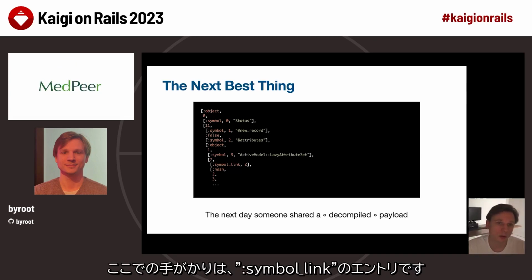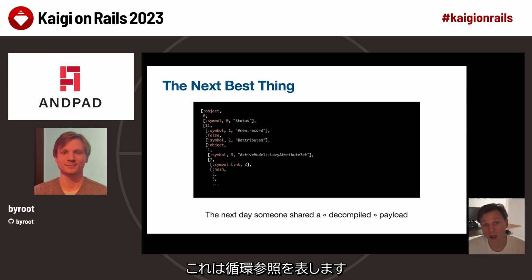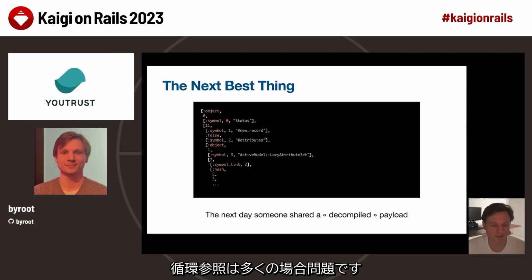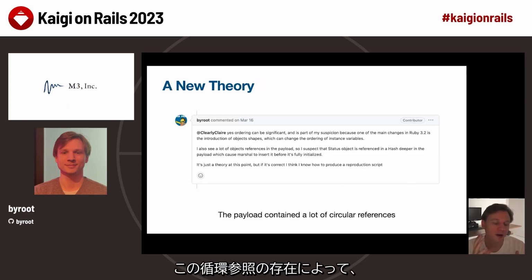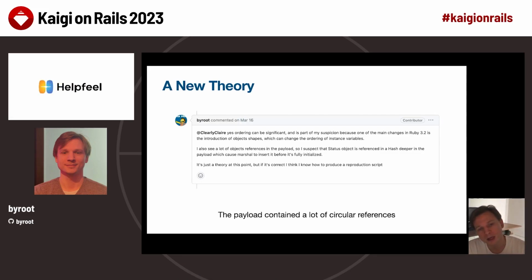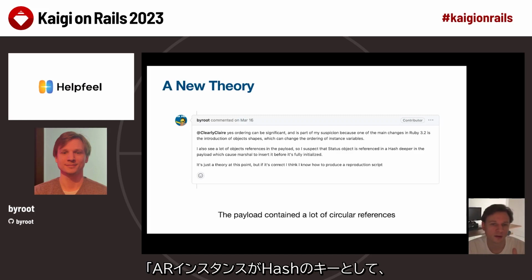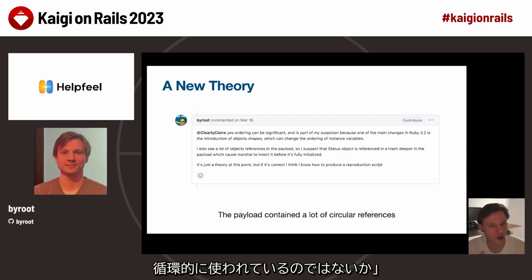One of the clues we can see here is that symbol link entry, which is a mark for a circular reference in the payload. And circular references are usually a source of problems. The presence of this circular reference allowed me to formulate a new theory. My new theory now was: an Active Record instance is being used as a hash key in a circular way.